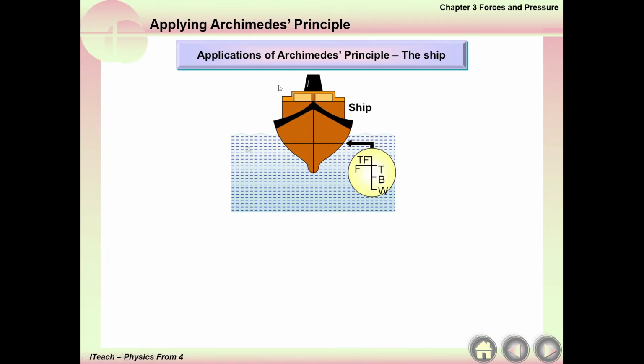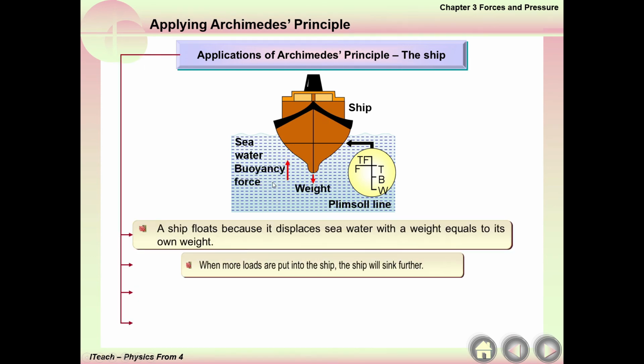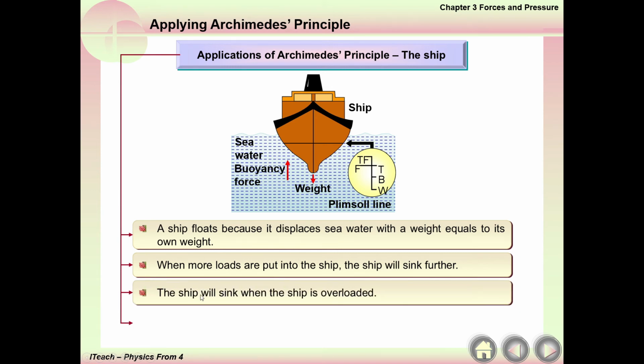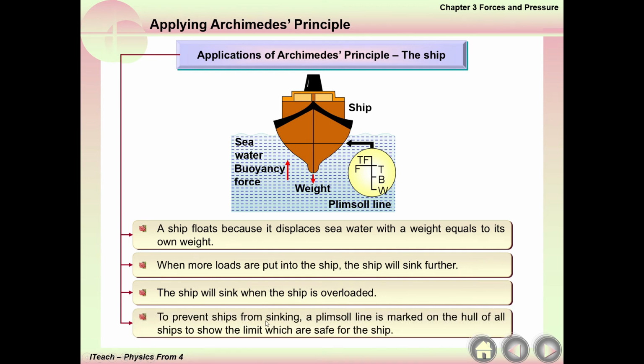Okay, application for the ship. A ship floats because it displaces seawater with a weight equal to its own weight. When more load is put into the ship, it will sink further. The ship will sink when it is overloaded. To prevent the ship from sinking, a Plimsoll line, which is this one, is marked on the hull of all ships to show the limit which is safe for the ship.